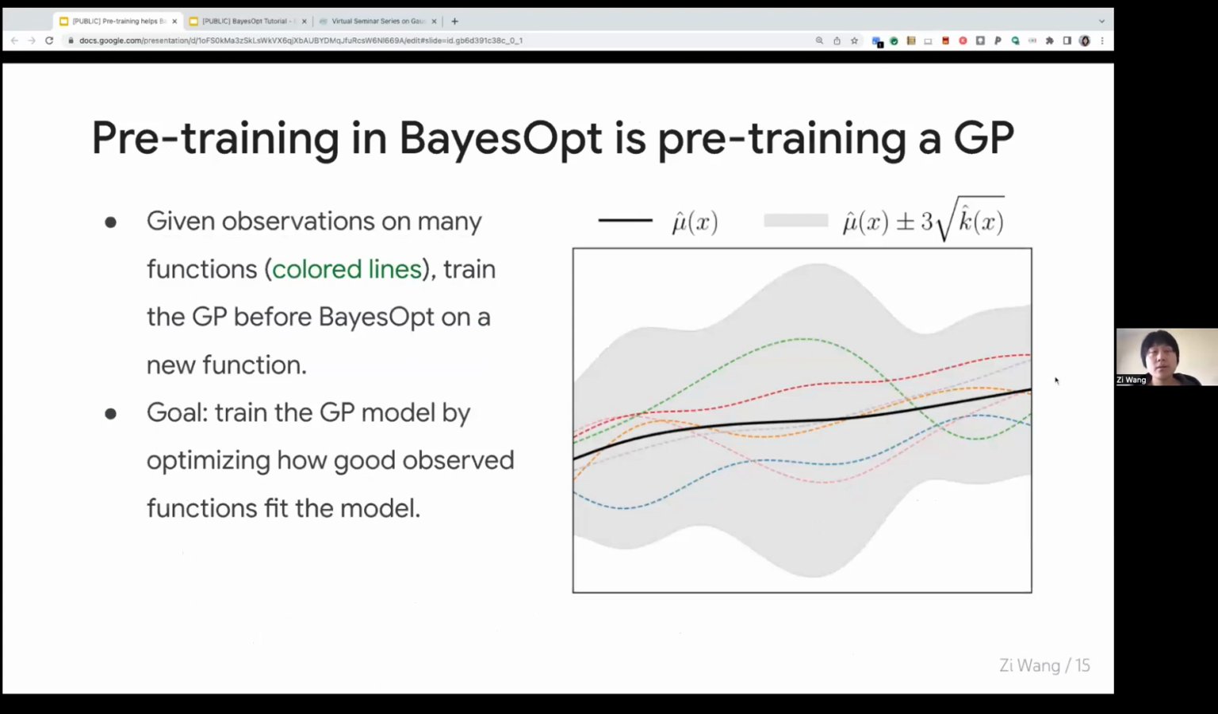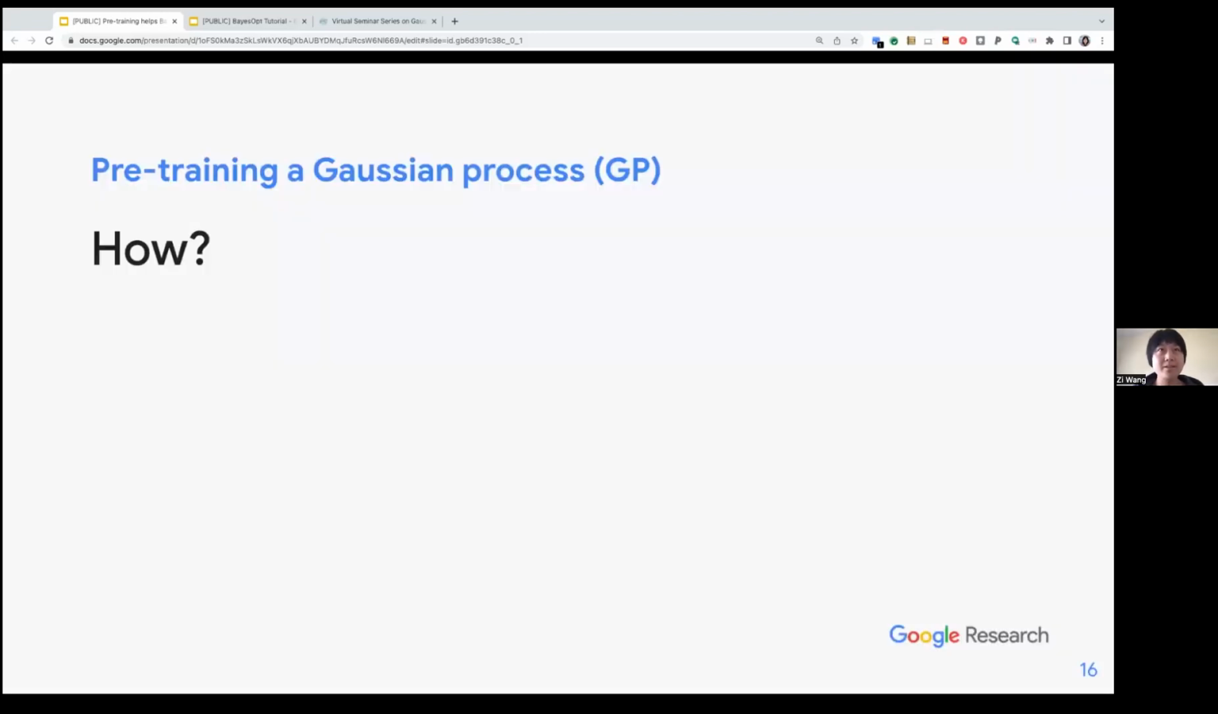So the way that I think pre-training should happen in Bayesian optimization is to pre-train this particular Gaussian process. Given these many functions that potentially exist in our daily life of interacting with these expensive functions, we can utilize these interactions and this experience to train the Gaussian process before we do the Bayesian optimization part with a relatively scarce amount of data. The goal here is to train the model so that we can optimize how well all these observed functions fit the particular model. Okay, I'm going to talk about how in the next part.